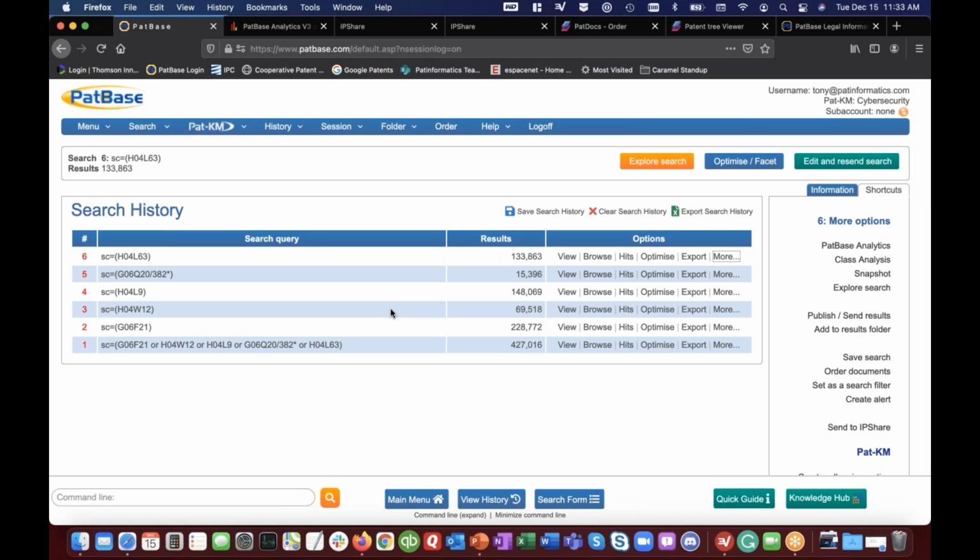We're asked to do landscape reports. We're asked to archive and tag things. We're asked to create an environment where our teams can share information about individual documents. Now we know that of course in a PatBase record we can see the entire family. Let's just view one here for a second.